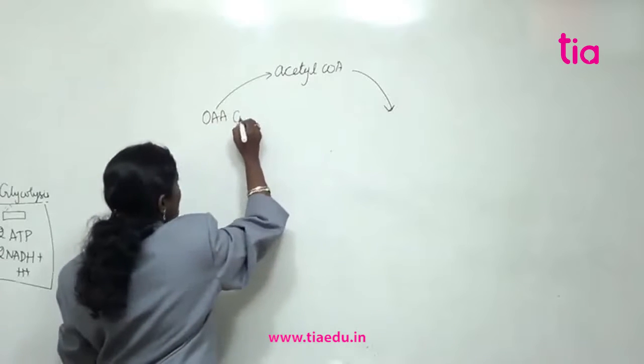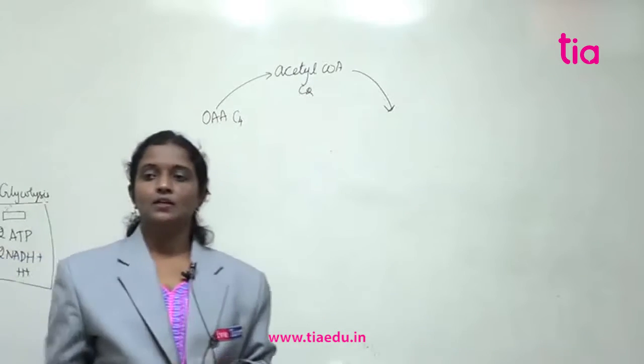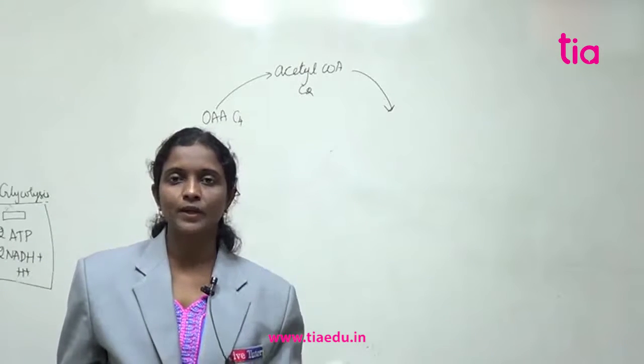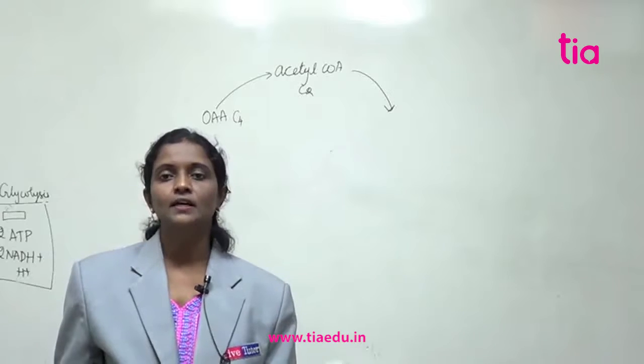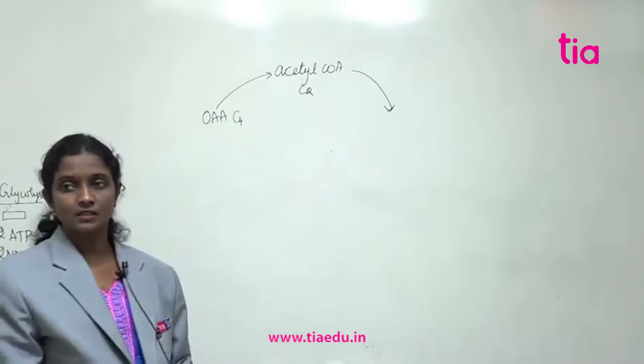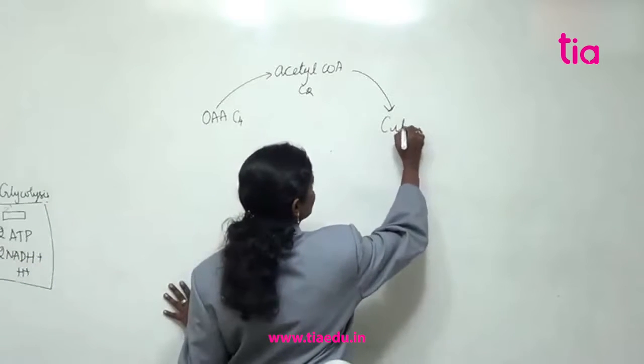So this is C4, this is C2, right? C4 plus C2, what is the enzyme which is going to catalyze this? Oxaloacetic acid plus acetyl-CoA, C4 plus C2, we are going to get citric acid, which is going to be a C6 carbon, isn't it? Finally, we get citric acid.